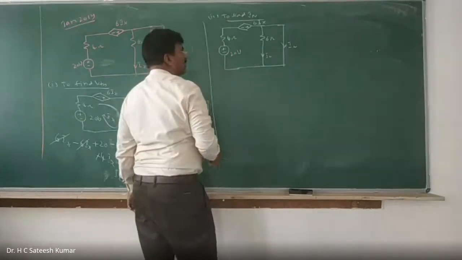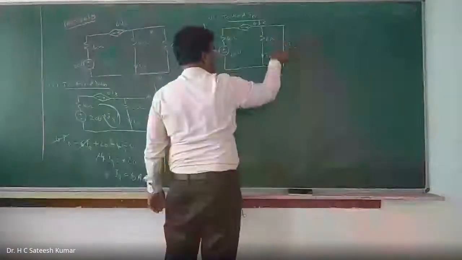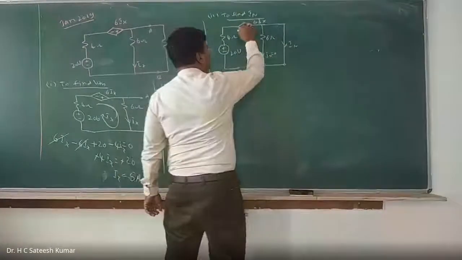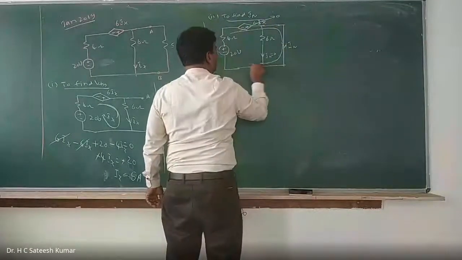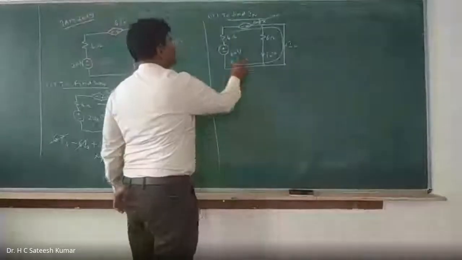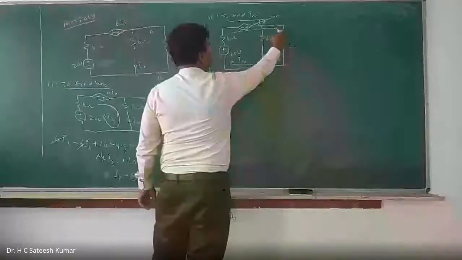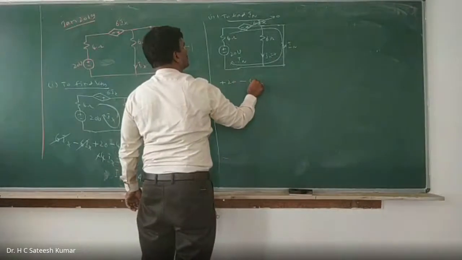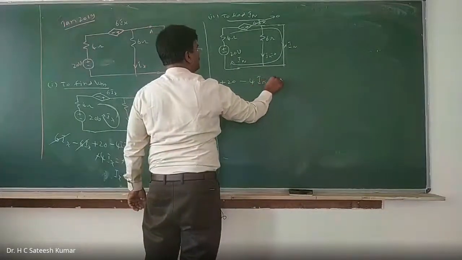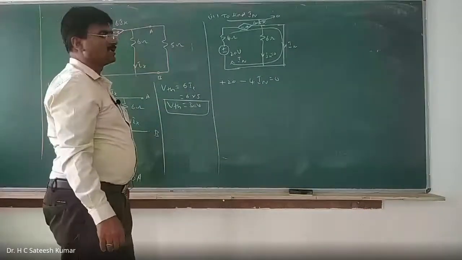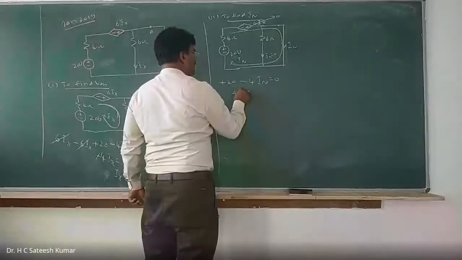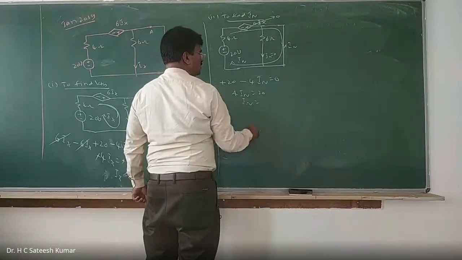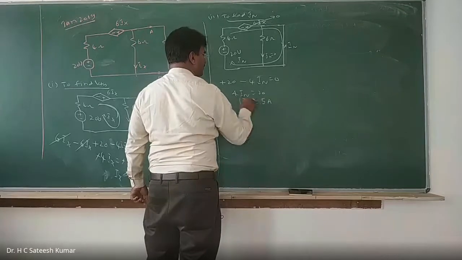Now what do we have? This is shorted, which means no current will flow through this one. Ix becomes equal to 0, so the dependent source 6Ix becomes 0. Now you apply KVL to this loop. Call this loop current IN. Nothing else is there, only plus 20 minus 4IN is equal to 0. 4IN is equal to 20. IN is equal to 5 amps.